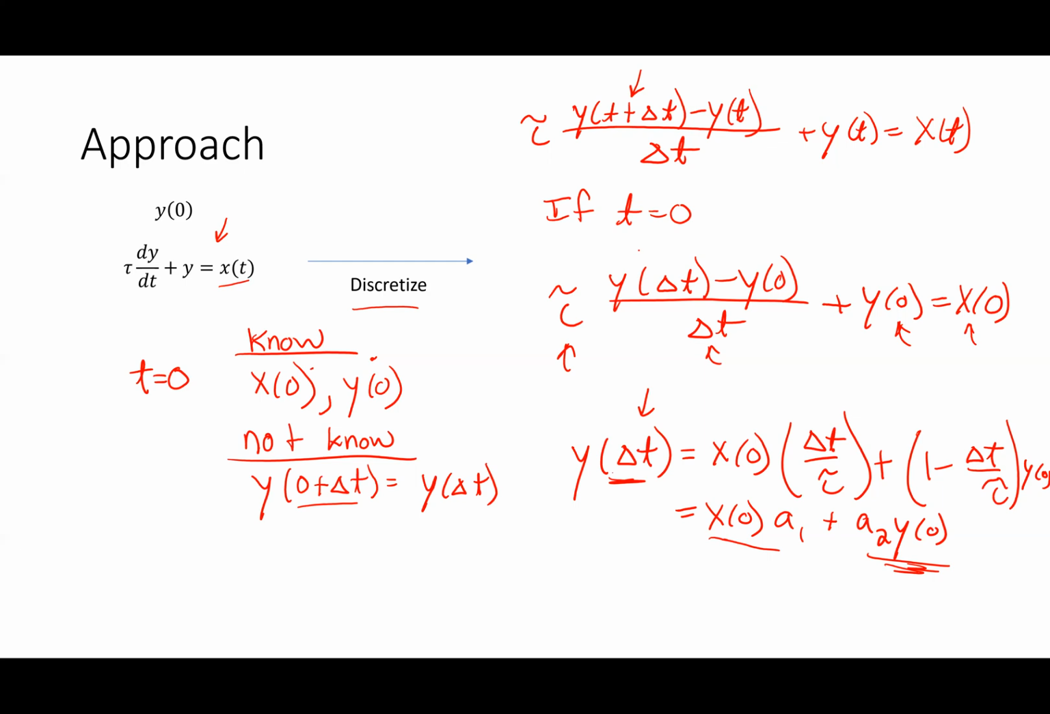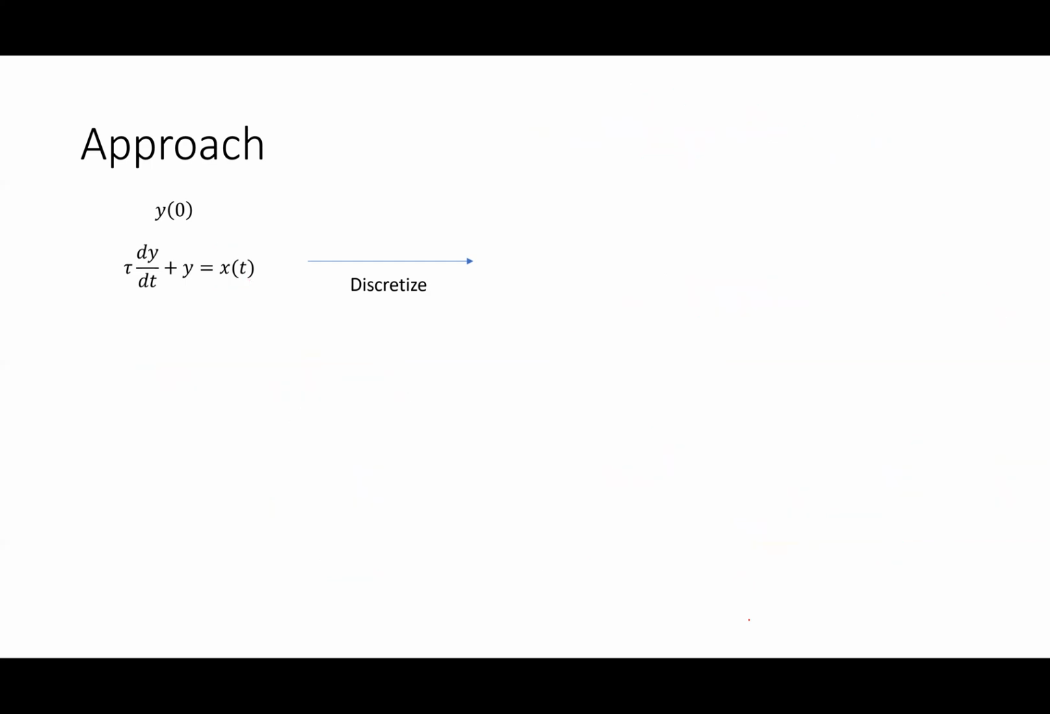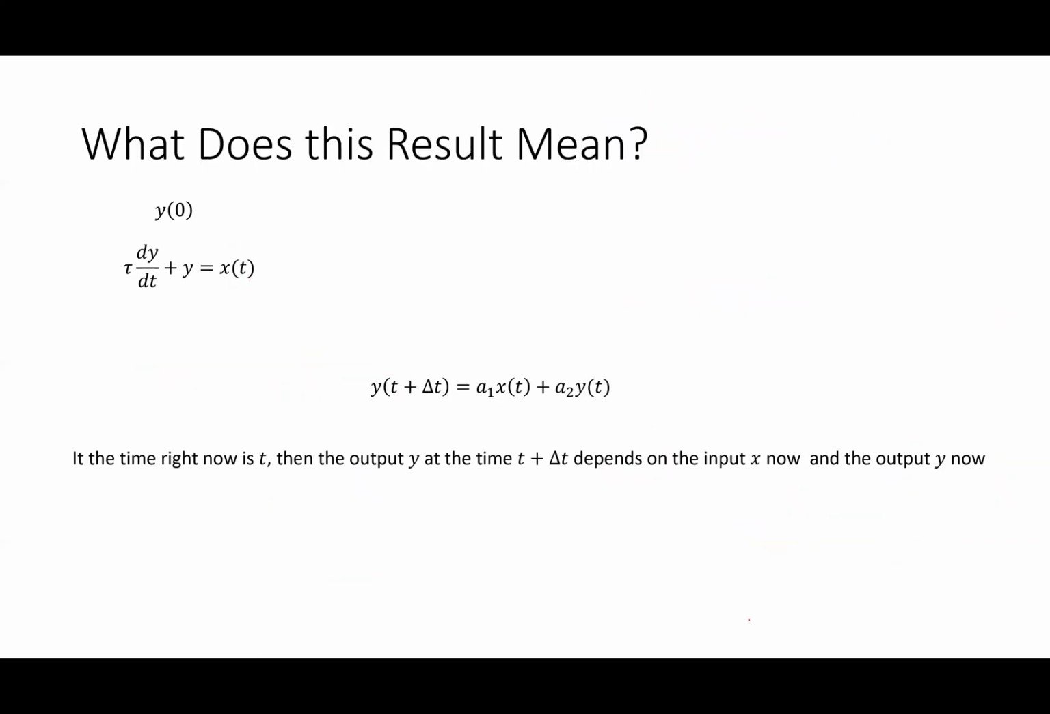And if I hadn't plugged in a specific time, I could have just said that y of t plus delta t is simply A1 times X of t plus A2 times Y of t. This is just algebra. If the time right now is t, then the output y at the time t plus delta t depends on the input right now and the output right now.